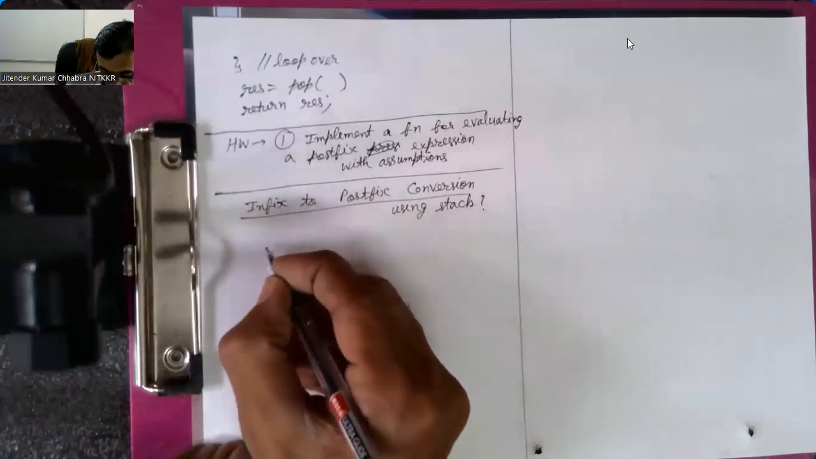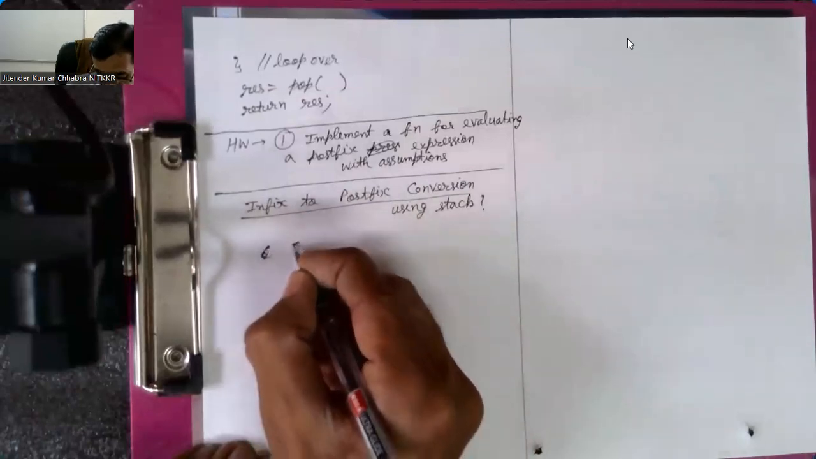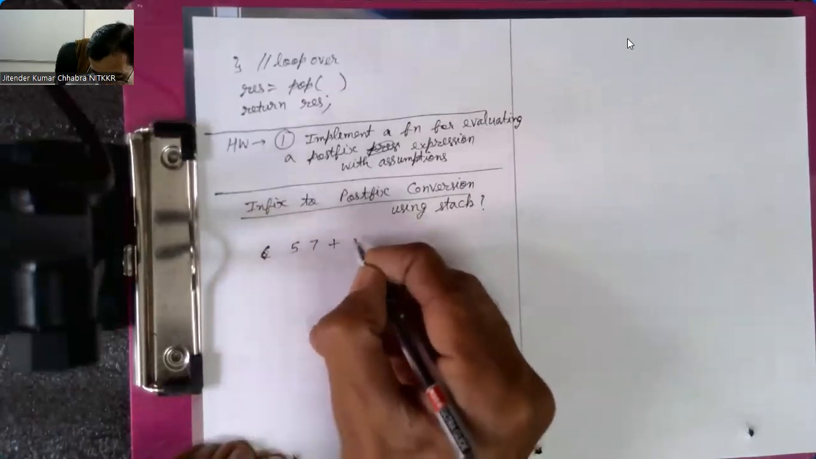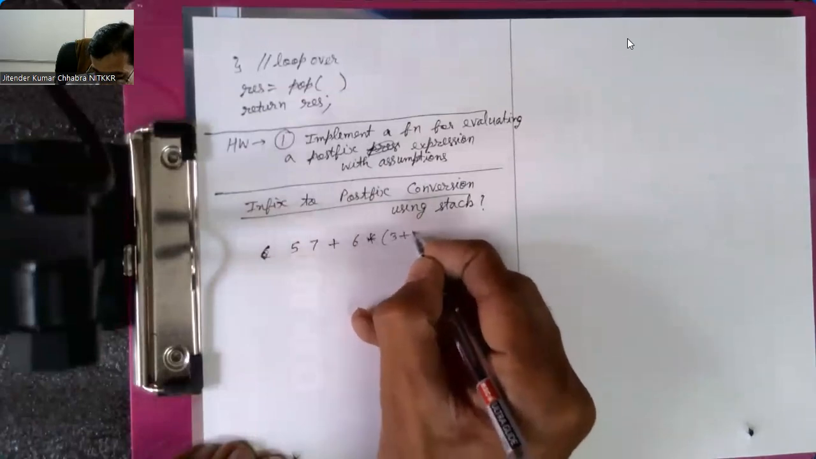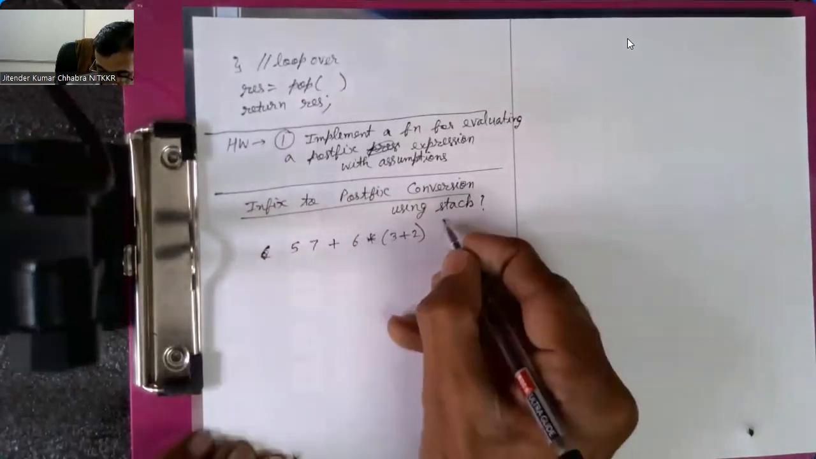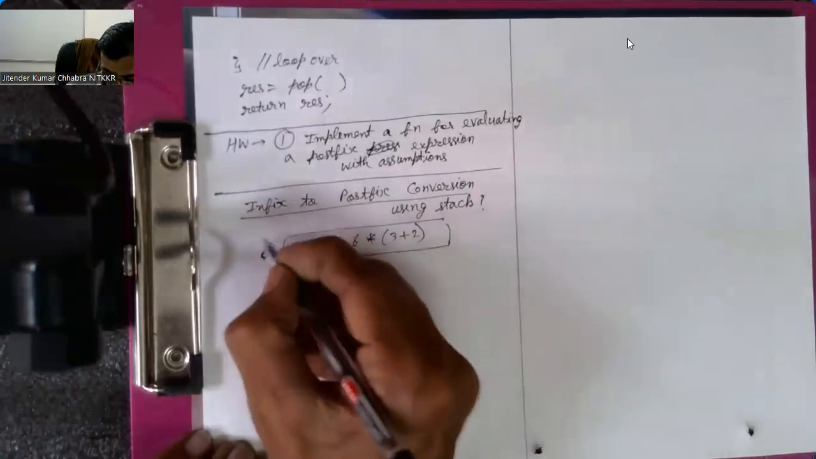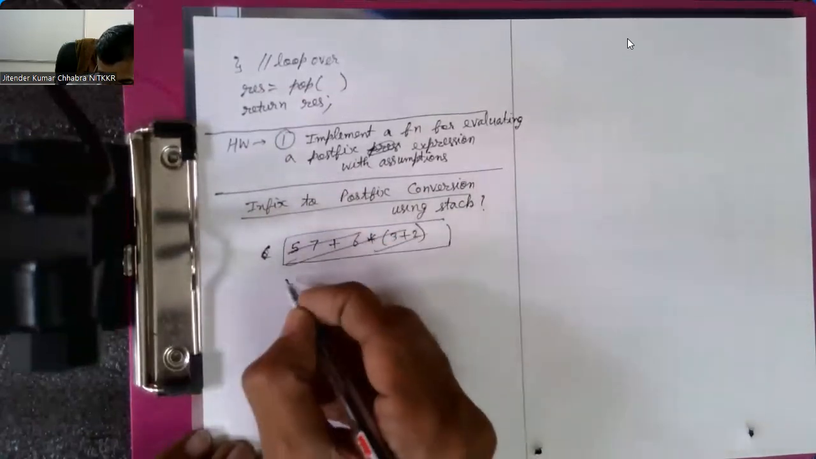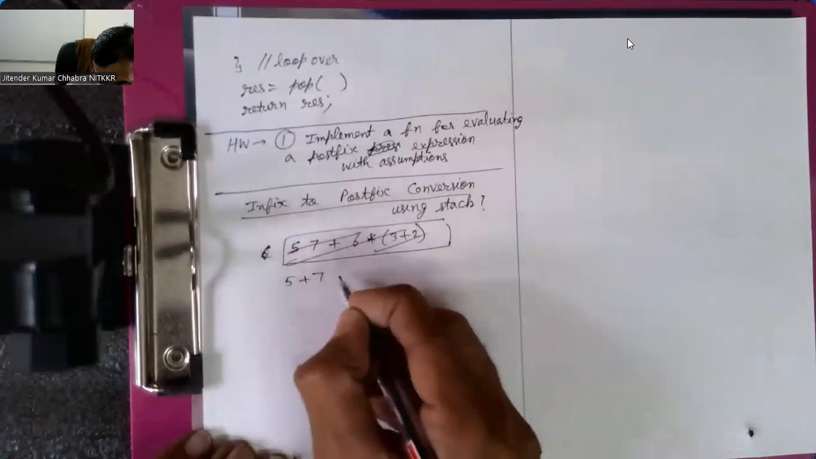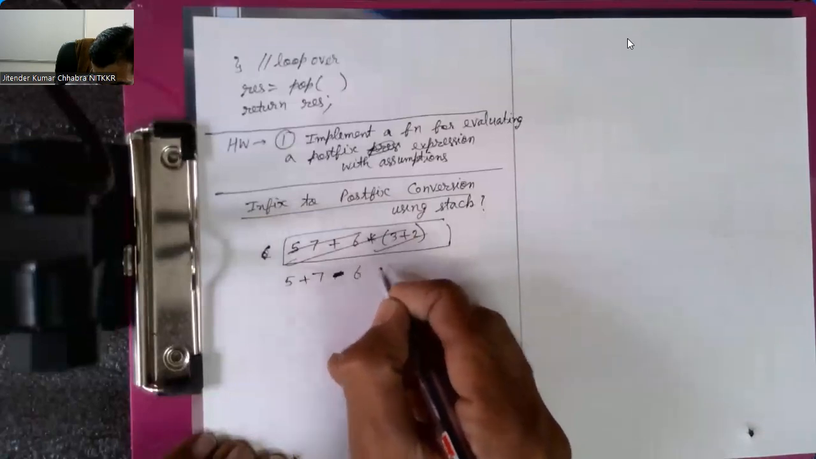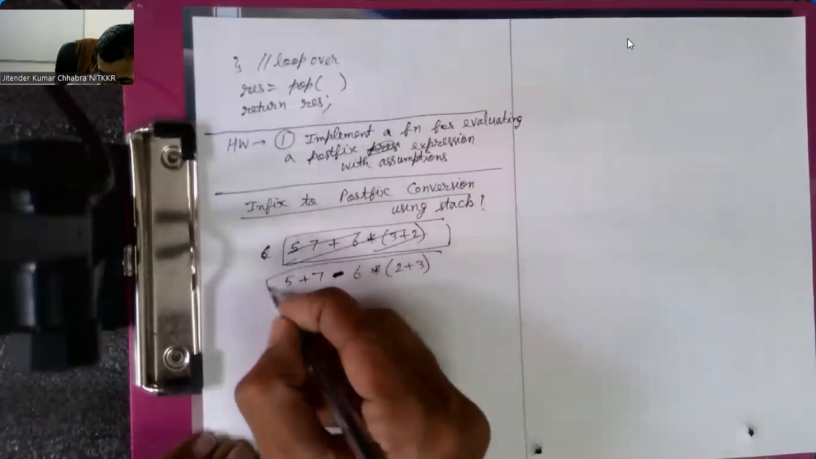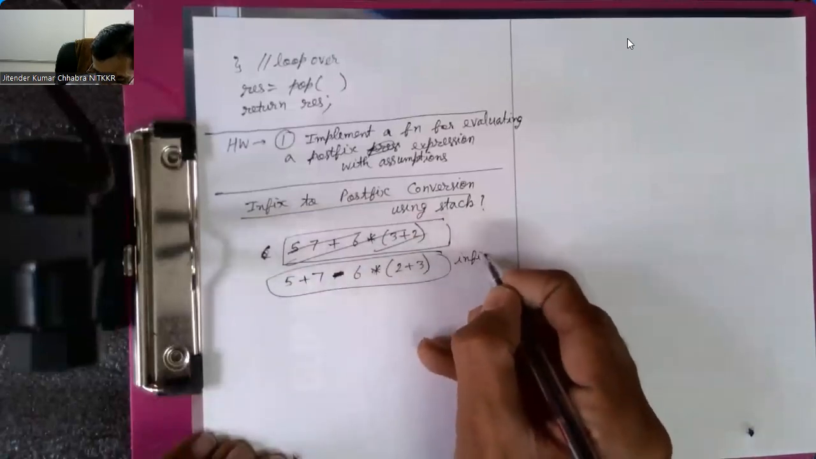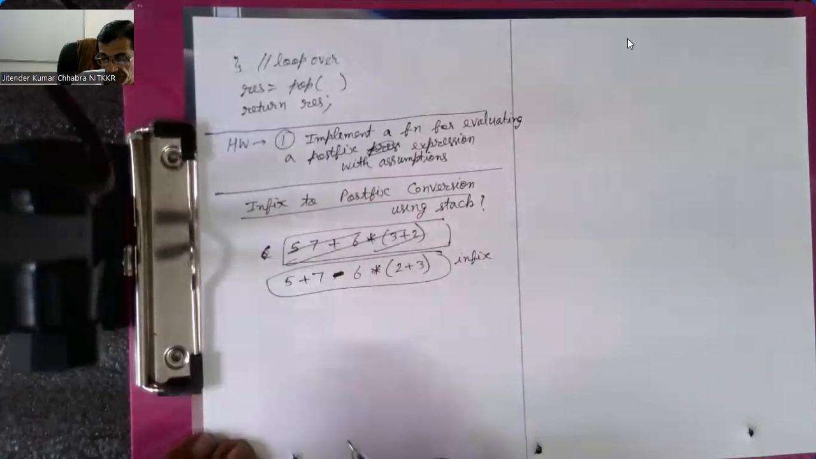Let's take some expression, say the same expression I take, 5 7 plus 6 star 3 plus 2. Sorry, let me write it in infix form. It was written as 5 plus 7 minus 6 into 2 plus 3. So this was an infix expression. How will this be converted to postfix?